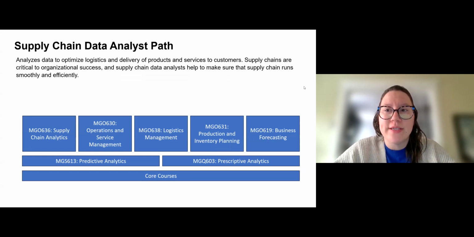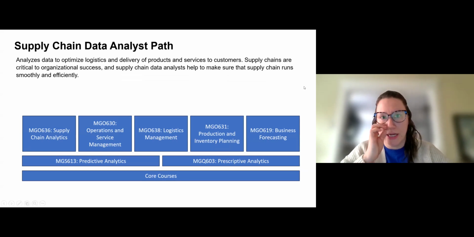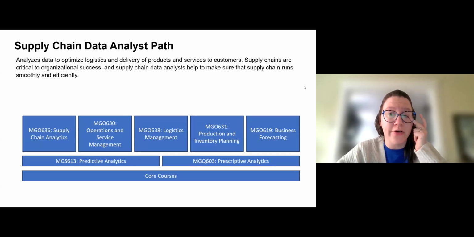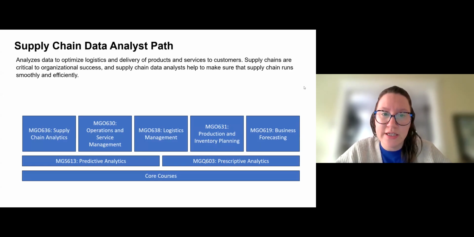The next pathway or focus area that we have is the supply chain data analyst path. So this analyzes data to optimize logistics and delivery of products and services to customers. Supply chains are critical to organizational success, and supply chain data analysts help to make sure that supply chain runs smoothly and efficiently. So again, for this focus area, you're going to take our core courses, and the flex core that are recommended are the predictive analytics and the prescriptive analytics.